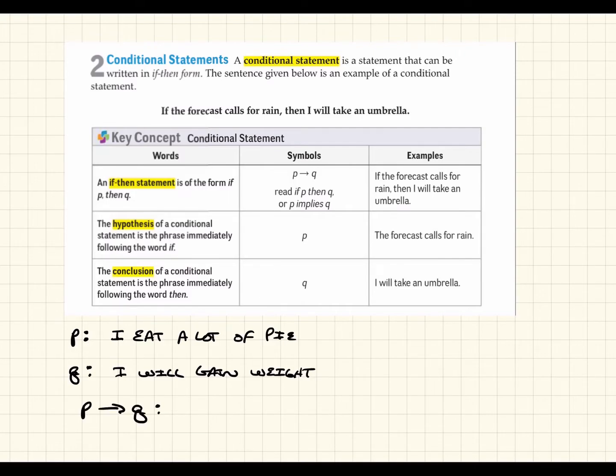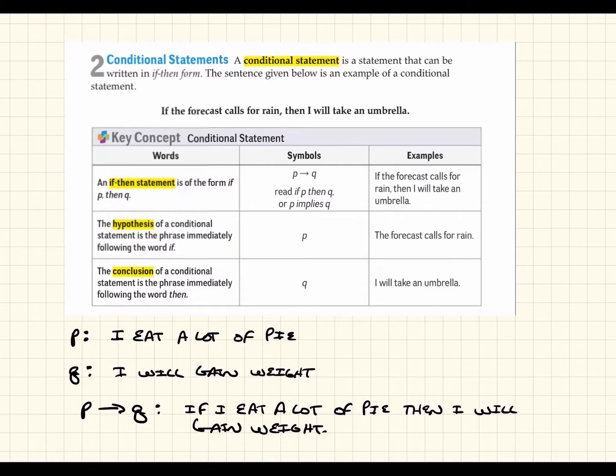So what might that look like? This symbol here is if P, then Q, and we can write the conditional statement: if I eat a lot of pie, then I will gain weight. So that's a conditional statement, if one, then the other. If I eat a lot of pie, then I will gain weight. That's another example of a conditional statement.